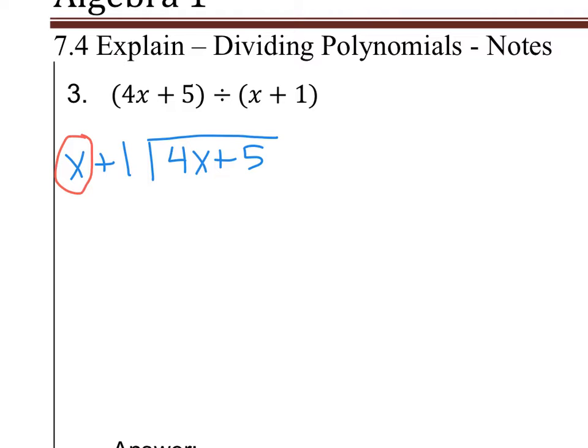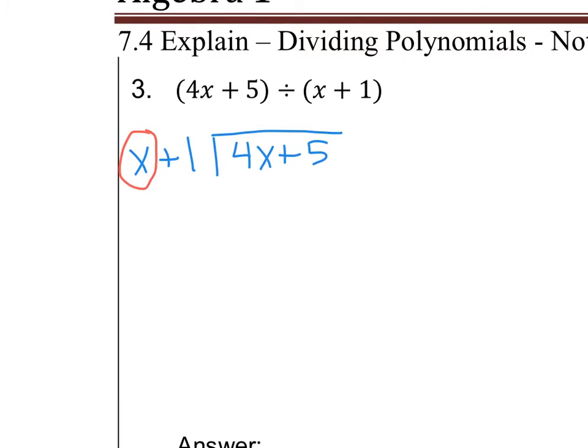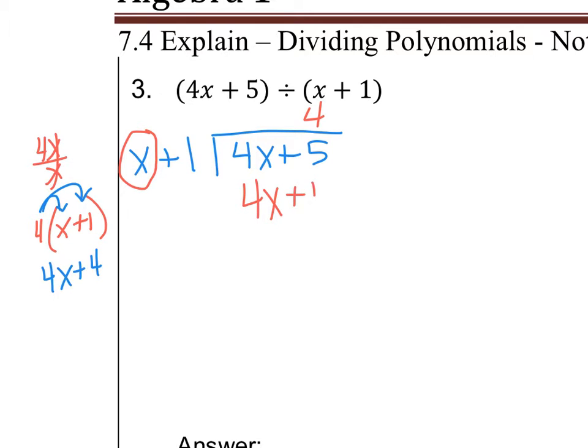So we're going to ask, how many times does x go into 4x? 4x divided by x goes in 4 times. So I'm going to put my 4 right up here. Now I'm going to multiply. Again, I'm going to do that over on the side. So 4 times x plus 1. I have to multiply times the whole divisor. So 4 times x and 4 times 1 gives me 4x plus 4. So that's what I'm bringing down here, 4x plus 4.